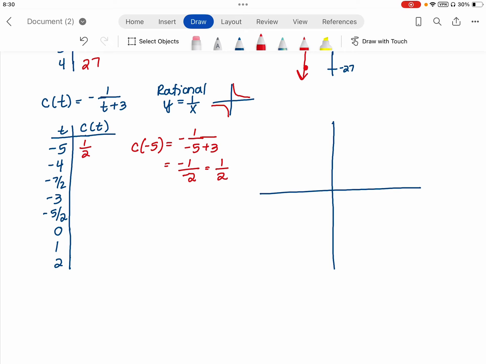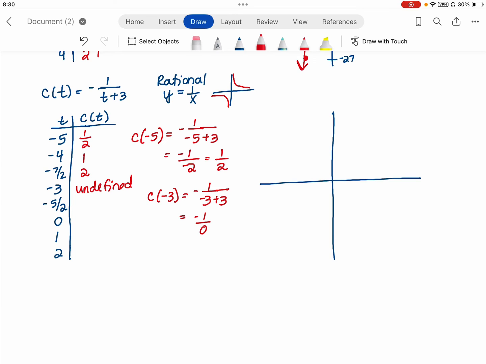That's my output value for using a -5. Then you're just going to repeat the process with the -4 and the -7/2 and so on. You're going to get a 1 and then a 2. When you plug in -3, you get undefined. What's happening here is I'm putting a -3 in the bottom, and then I have -1 over 0. Anytime we have 0 in the bottom of a fraction, remember that is undefined. So this is actually going to create a vertical asymptote right there on that graph.